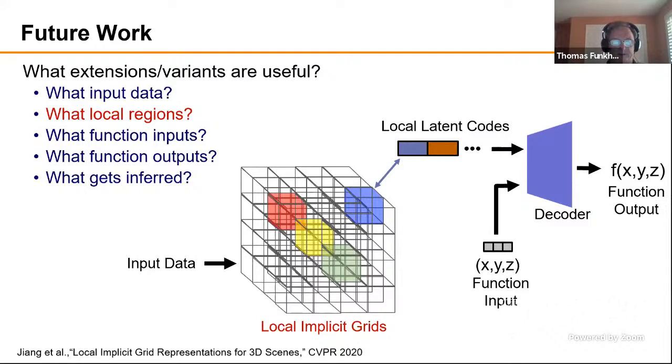But then what other local regions are there? We've also done work where we run object detectors, and then we train the object detector to produce latent variables that can be decoded into implicit functions that describe shape. There, the local regions are the boxes of detected objects. Anyway, there's a variety of different ways you could think about locally encoding and decoding shapes, and these are just a few examples.